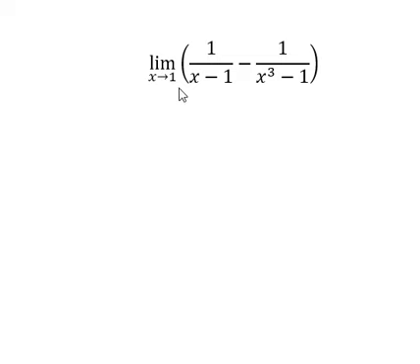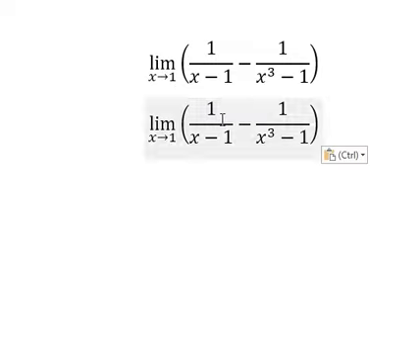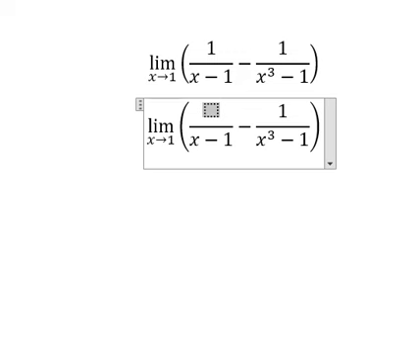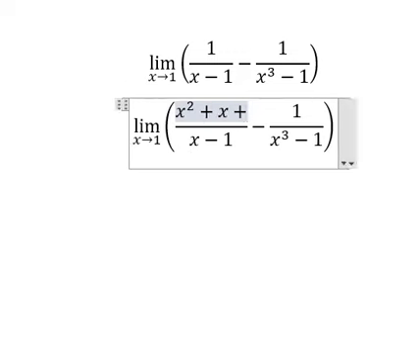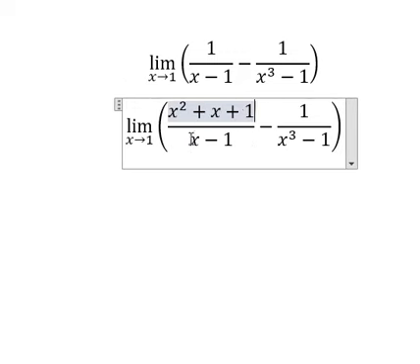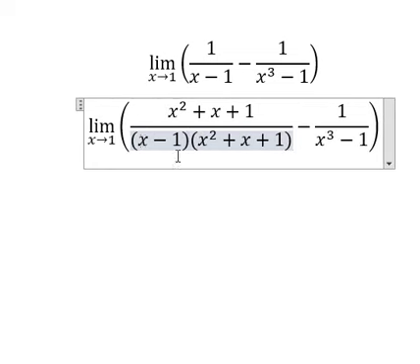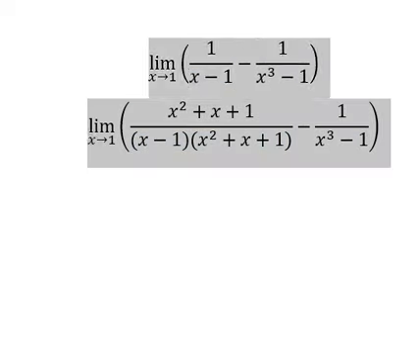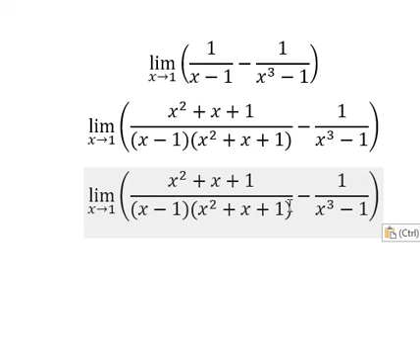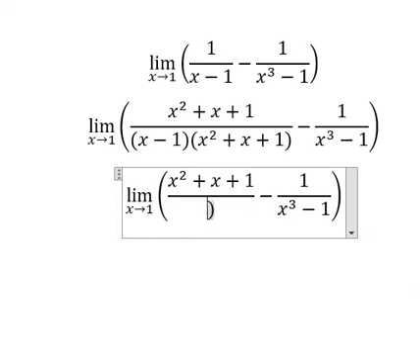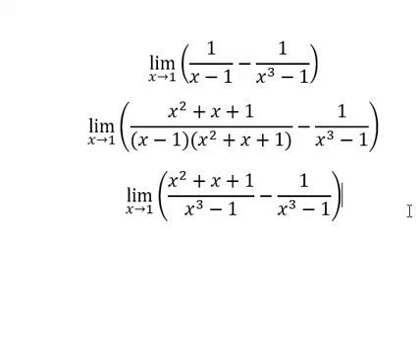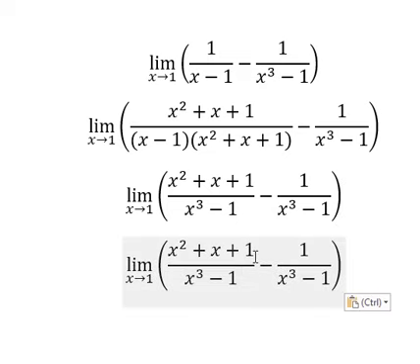So today I will show you how to answer this one. We need to multiply by x squared plus x plus 1 on numerator and denominator, because I want to transform this one into this one. And we got like this. Now 1 minus 1 we cancel.